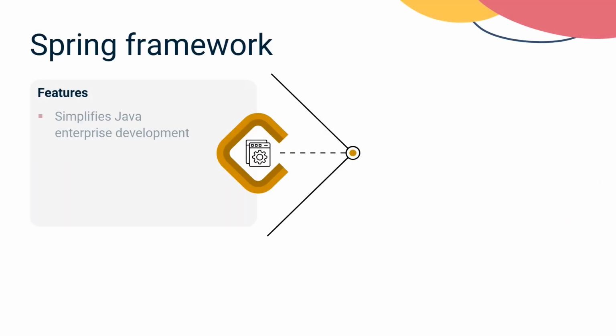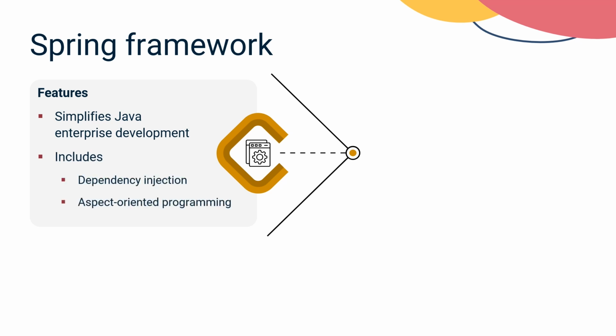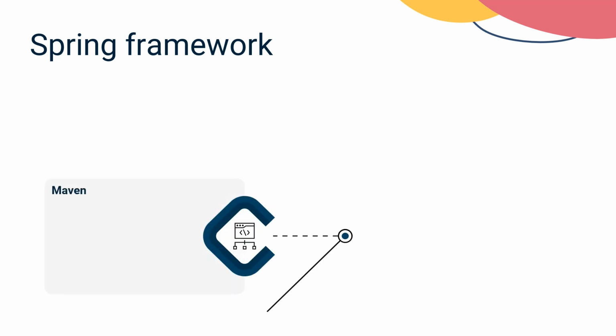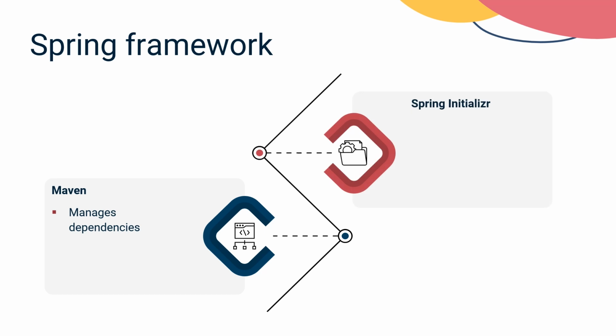Spring Framework simplifies Java enterprise development with features like dependency injection and aspect-oriented programming. Setting up the development environment requires Java, an integrated development environment, or IDE, and a build automation tool like Maven. Maven manages dependencies via pom.xml, while Spring Initializer streamlines project setup.